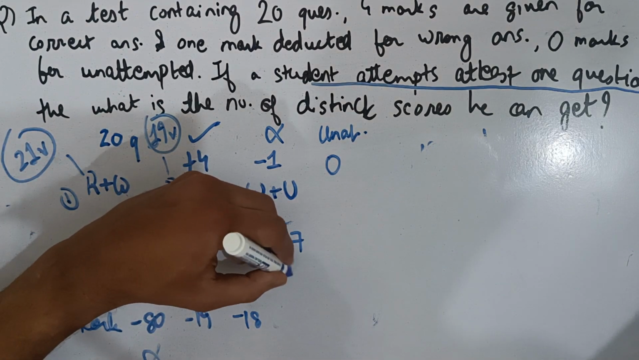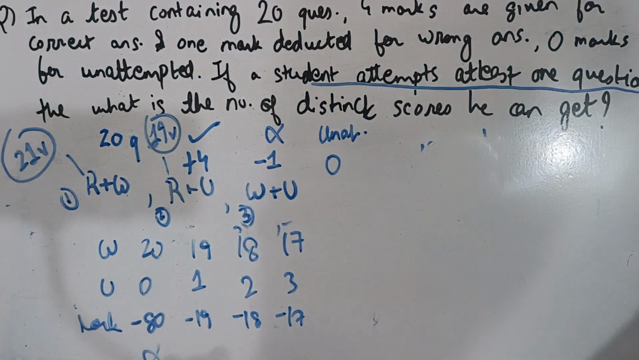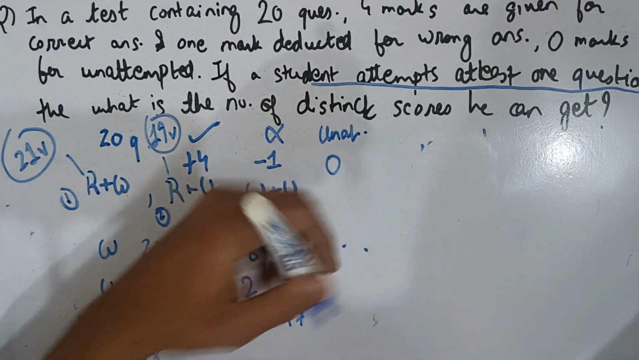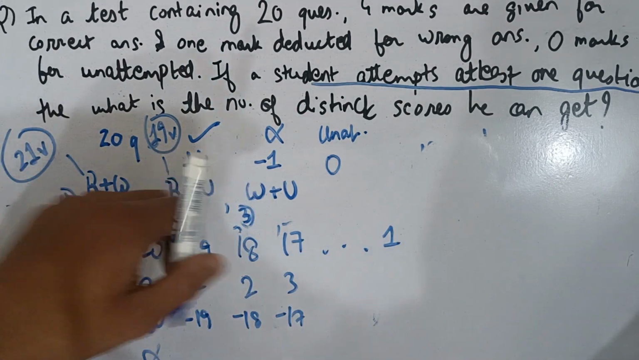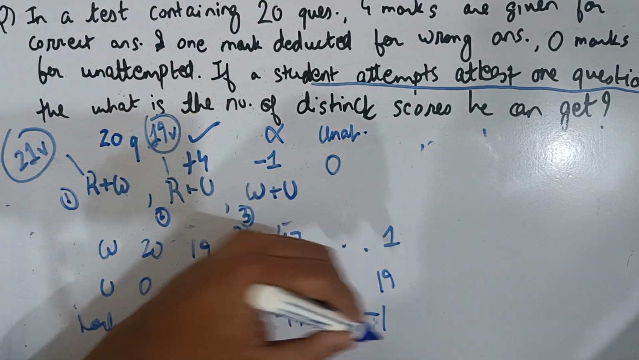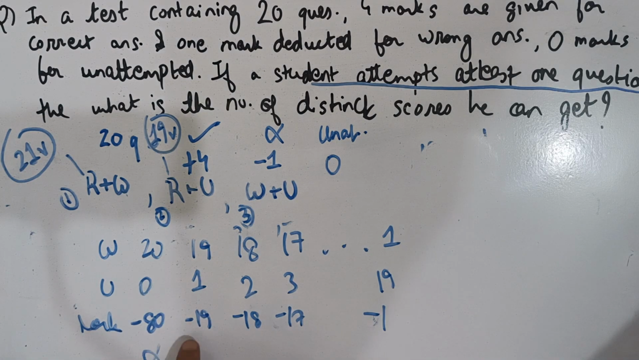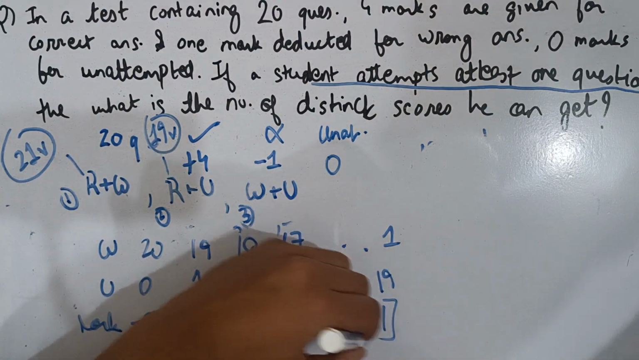17 are wrong and 3 are unattempted. He'll get -17 marks, and this will form an AP again. And if he does one question wrong and 19 are unattempted, that would be -1 mark. See, there is a formation of AP from -19 to -1.